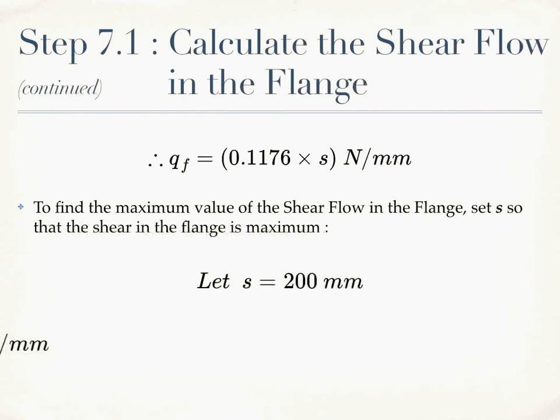Now that we have an equation that allows us to find the shear flow in the flange in terms of S, we need to find a value of S so that the shear in the flange is maximum. That value for S is 200, which is the length of the flange. Plugging in these values, we get a maximum shear flow in the flange of 23.53 newtons per millimeter.